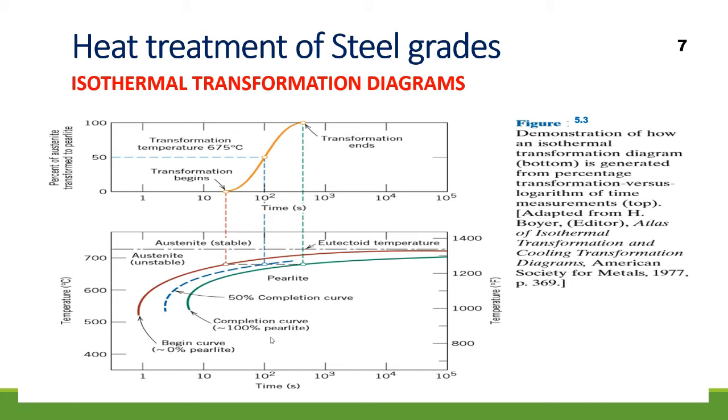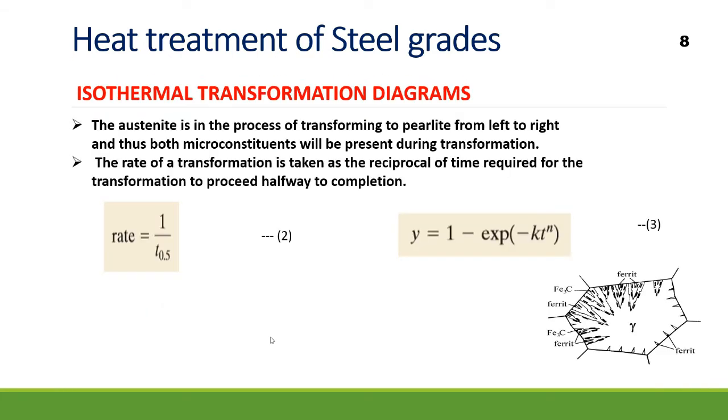so this is basically our TTT diagram, but going forward we'll see that we can understand a lot of things from this TTT diagram, and I'll explain it to you bit by bit. So here the austenite is in the process of transformation to pearlite from left to right, and thus both microconstituents will be present during the transformation, as I just explained. Now the rate of transformation is the reciprocal of the time required for the transformation to proceed halfway to completion. Okay, so this is the second point.